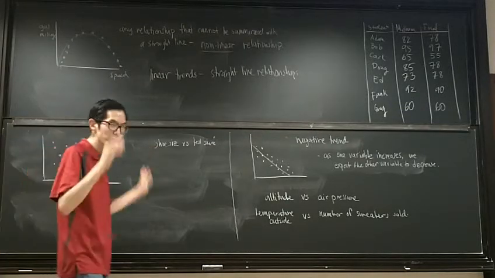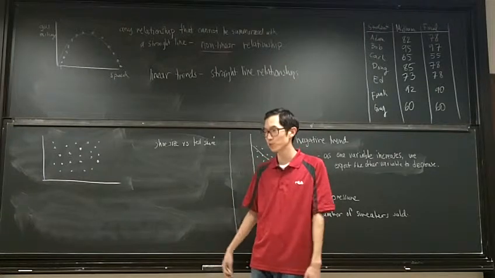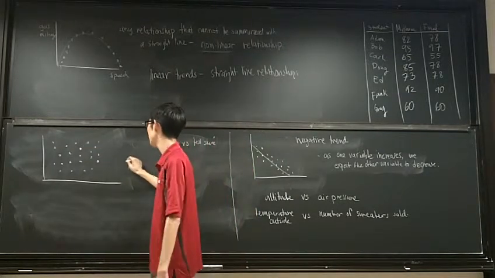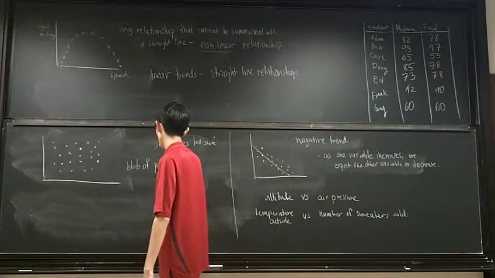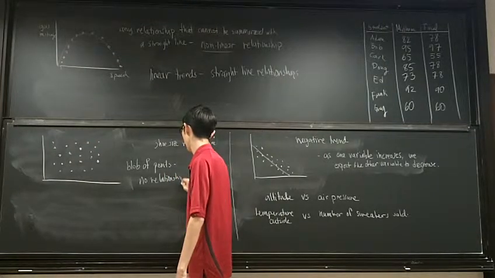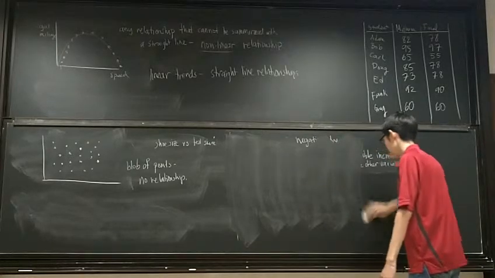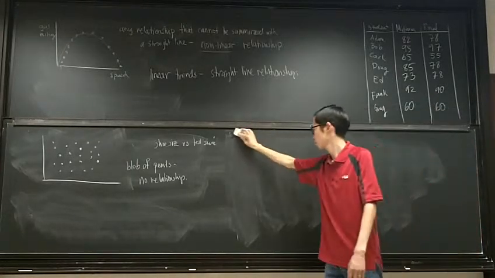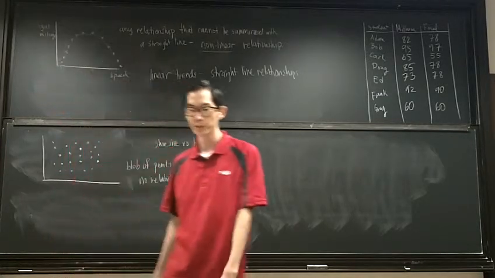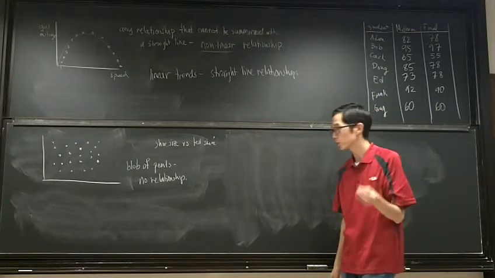We would see just kind of this big blob of points, right? There's no reason to expect people with larger feet to have higher test scores or lower test scores than people with smaller feet. So shoe size versus test score, we would see just a blob of points. And that would indicate no relationship. So everything we've talked about here is a relationship between two numeric variables. And what we've talked about so far is identifying the direction or the trend of that relationship.